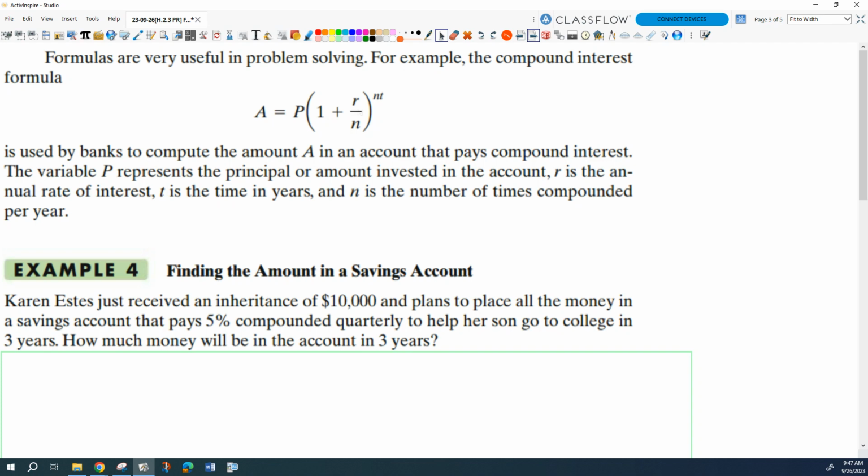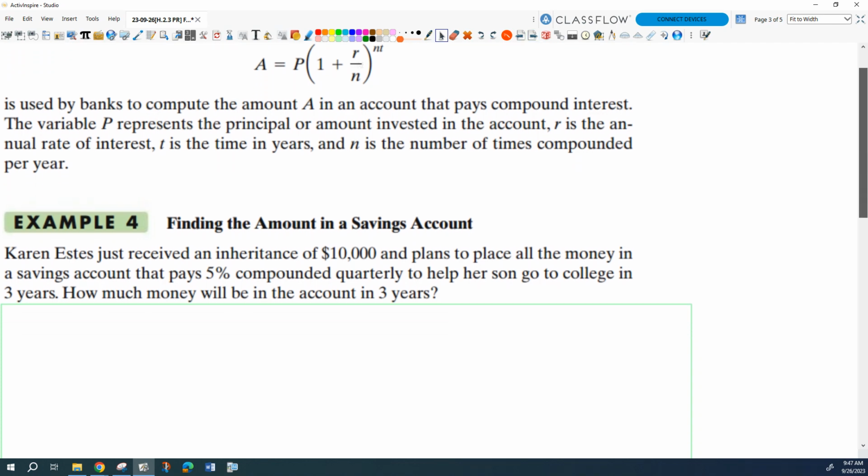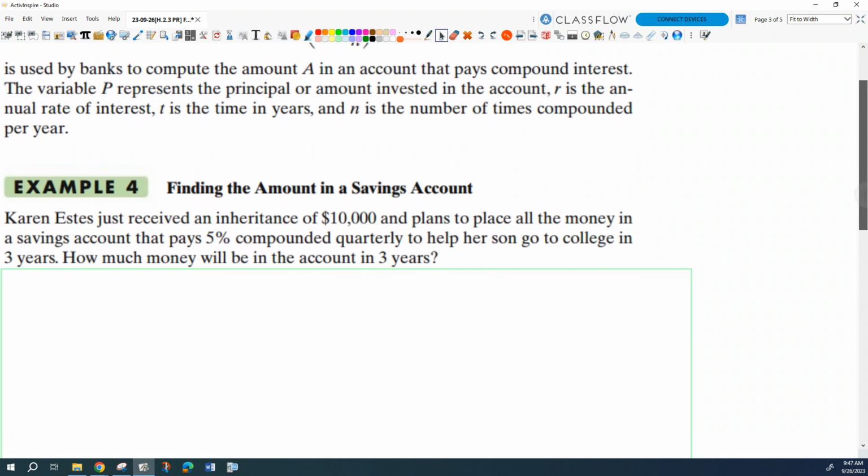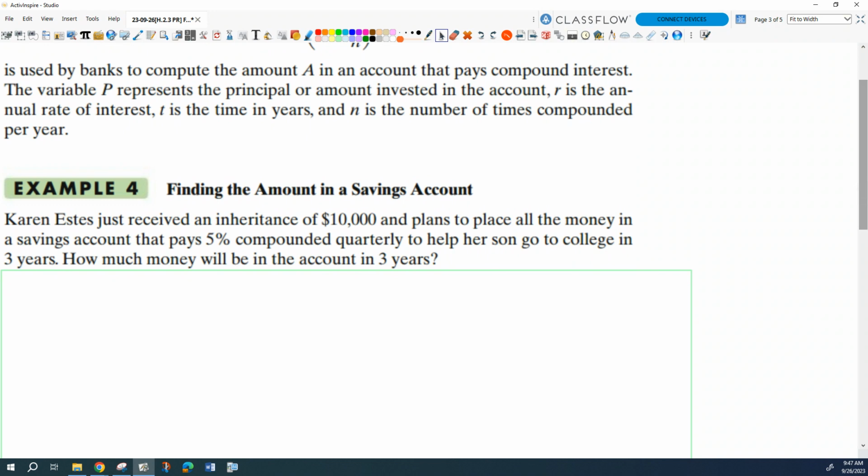Okay, so let's look at an example here then. How about this? If somebody invests $10,000 and plans to place all the money in a savings account that pays 5% interest compounded quarterly, okay? She plans to use it to help her son go to college in 3 years. Sounds like a good plan. How much money will be in the account after 3 years?